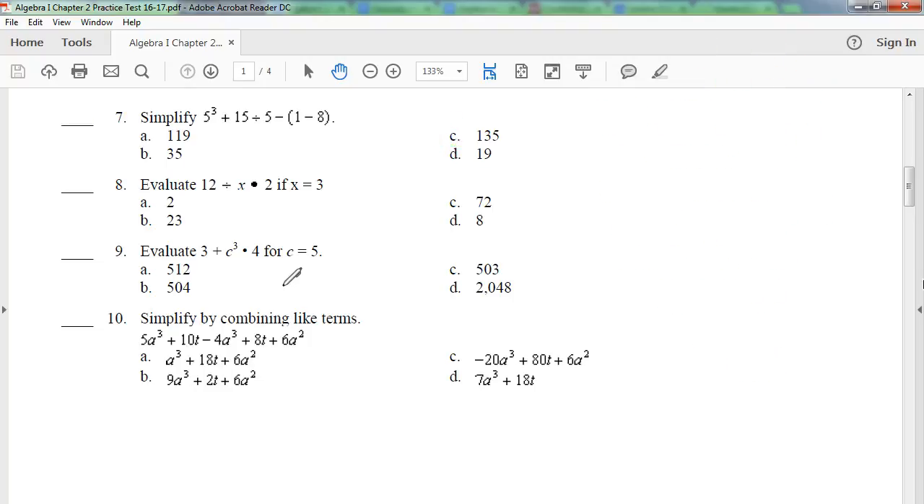Next is number 8. And we are asked to evaluate 12 divided by x times 2 if x equals 3. So we have 12 divided by 3 times 2. And remember, we multiply and divide from left to right as they appear in order. So this division actually would come first. 12 divided by 3 is 4. And 4 times 2 is 8. So the answer to number 8 is D.